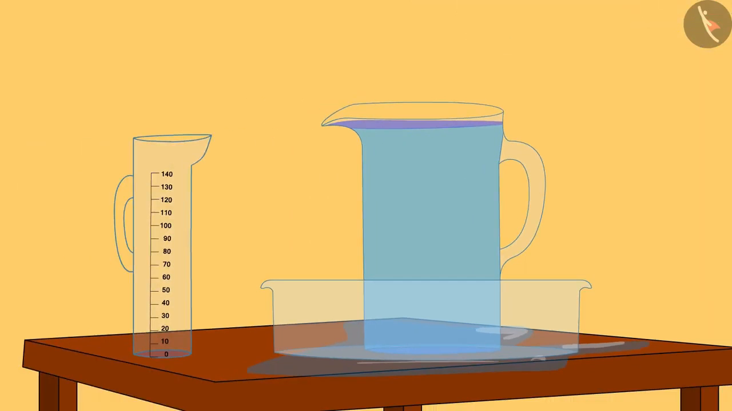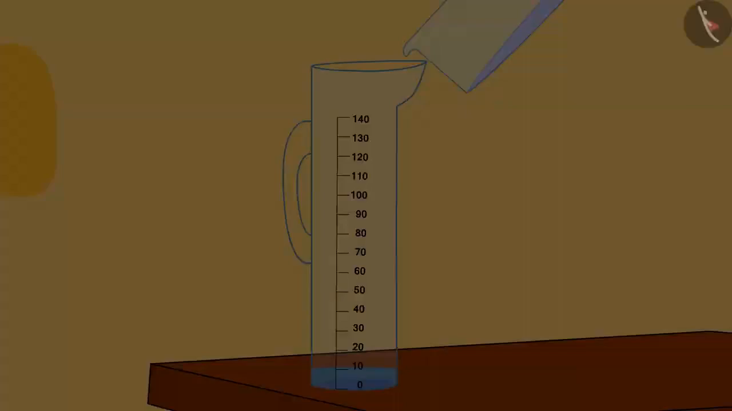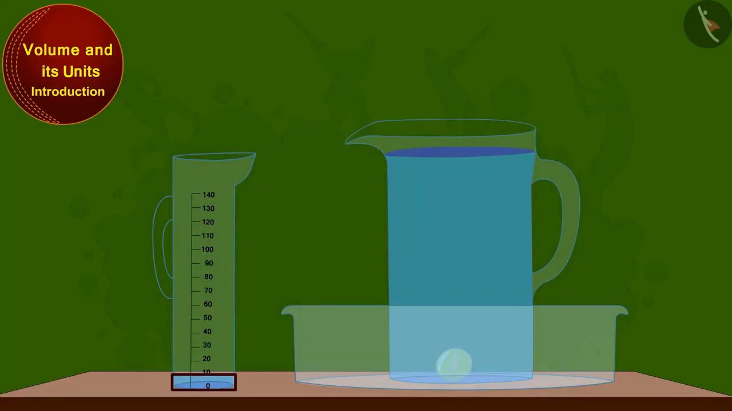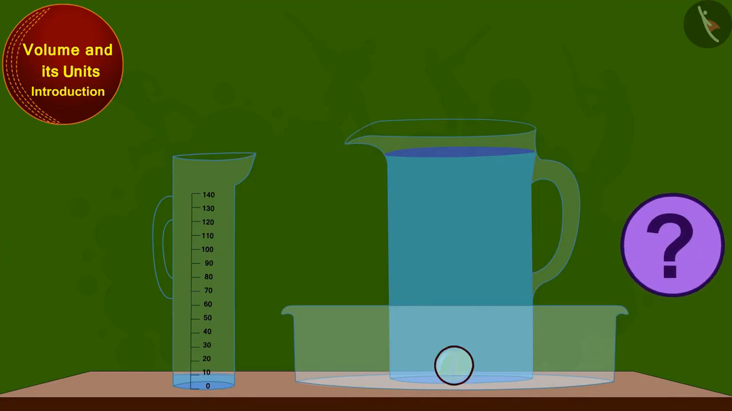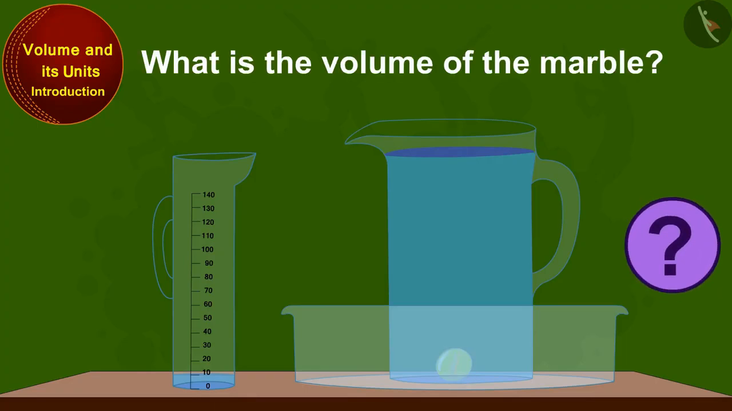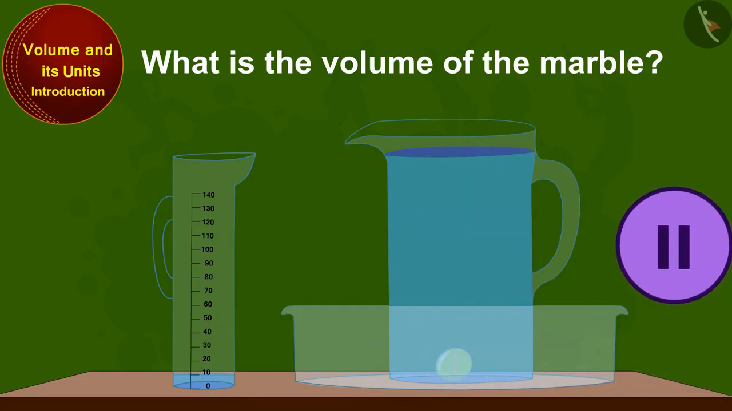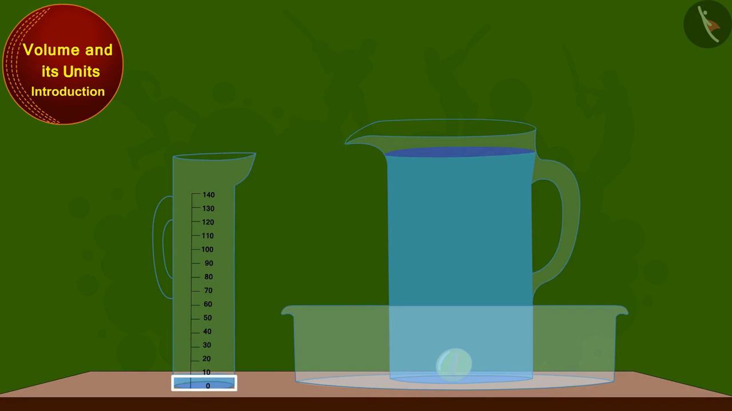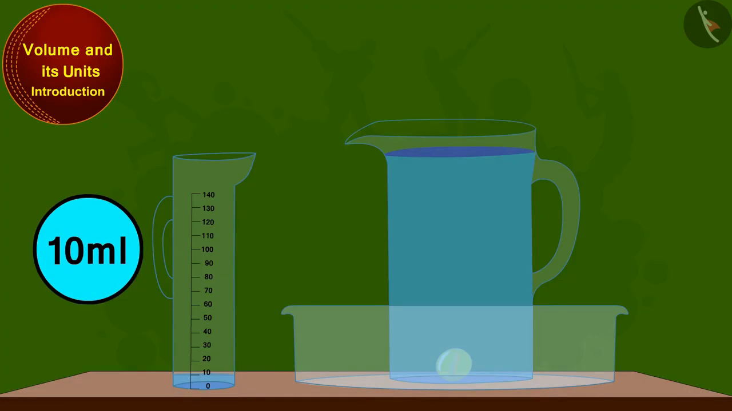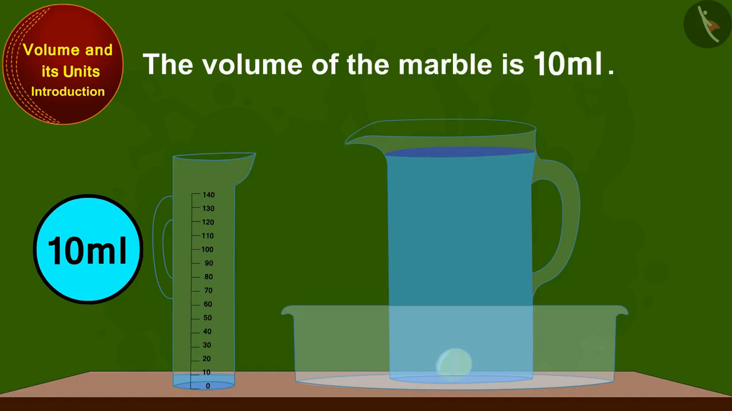Then Raju put a marble in the jug this time. If this time there is this much water in the measuring cup, can you tell what is the volume of the marble? If you want, you can stop the video and find the answer. The surface of the water filled in the measuring cup is at the 10 milliliter mark. Therefore, we can say that the volume of the marble is 10 milliliters.